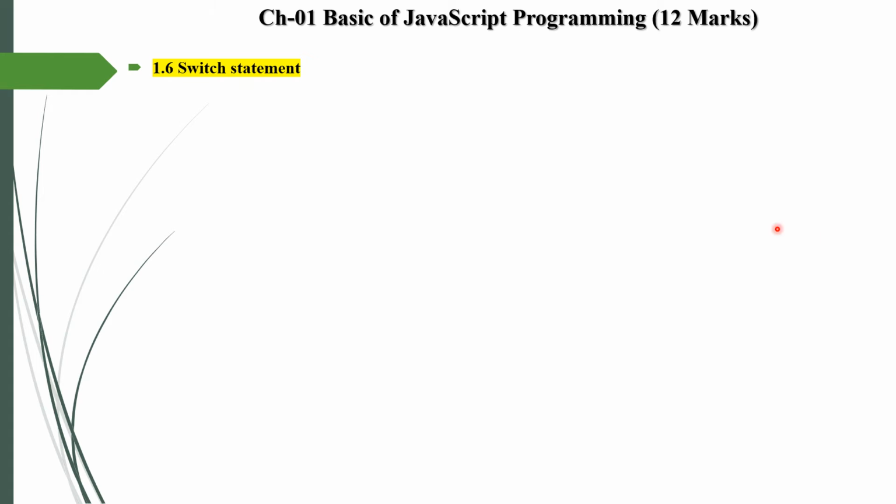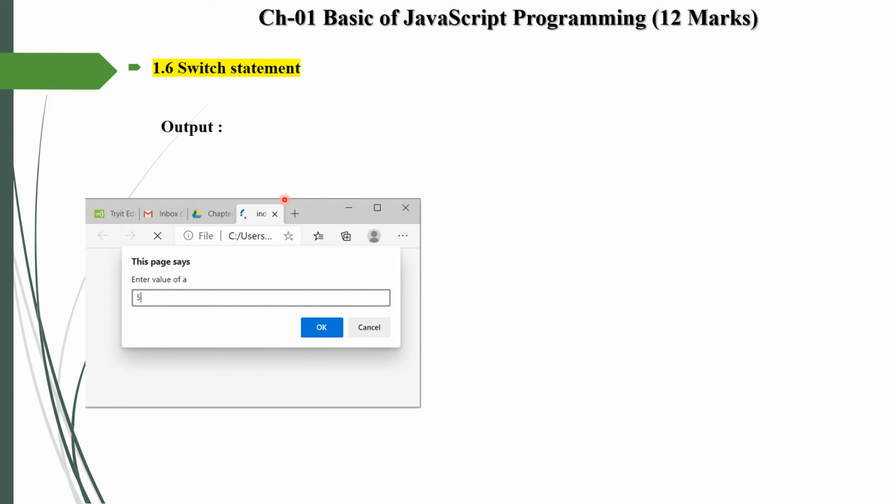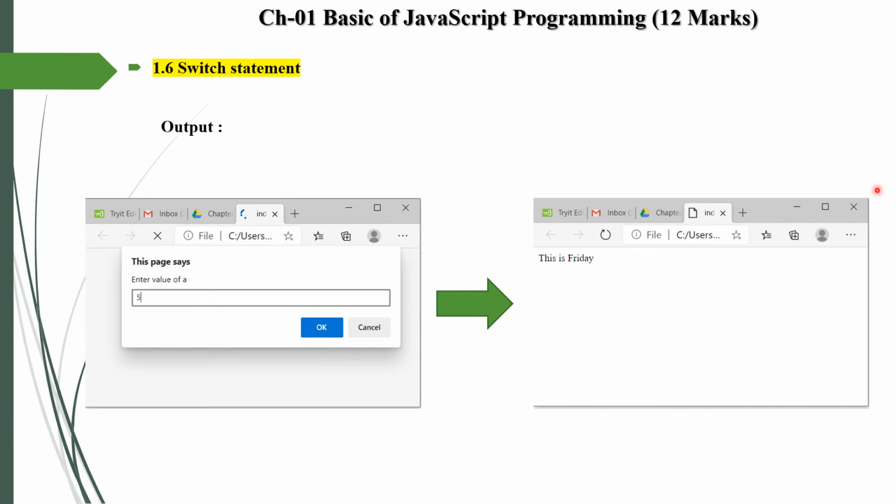Then next we see how output. Output first, it display like this, enter value of a, then we enter 5. So when you click on ok, the output is display like this: Friday. Why? Because the case value 5, in that day value is equal to Friday, so this message is displayed in web browser. So it is simple example of switch statement.